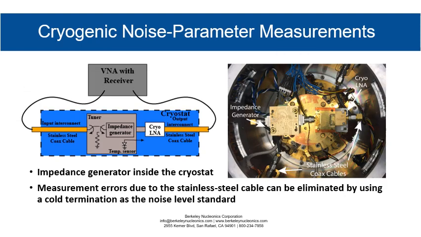The preferred method is by placing the impedance generator inside the cryostat itself. If the impedance generator is only required to generate four different impedance states, as previously discussed, the impedance generator can be very compact and low power. This method can have two variants. It can use a cooled termination method or a cold attenuator method for measuring the noise factors. Both methods are well known and often used for noise factor measurements. These methods minimize the effect of the input stainless steel coaxial cable on the accuracy of the measurement.